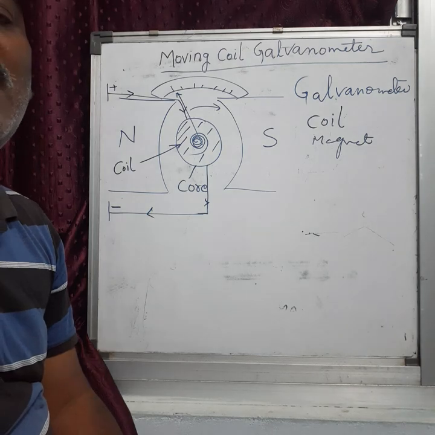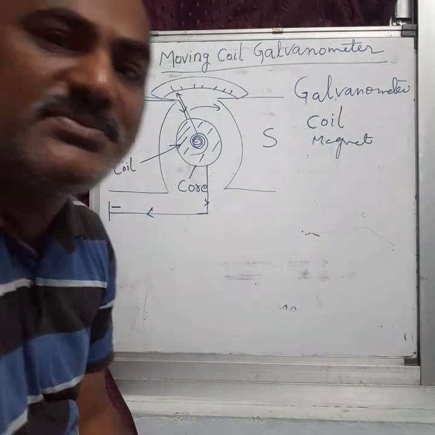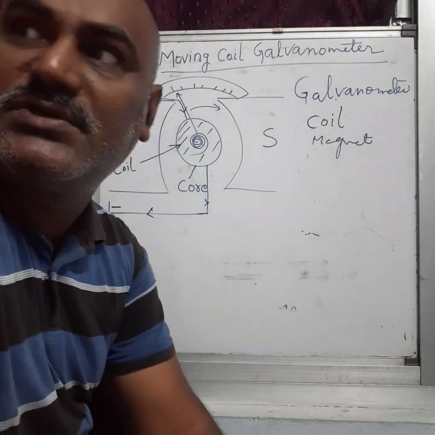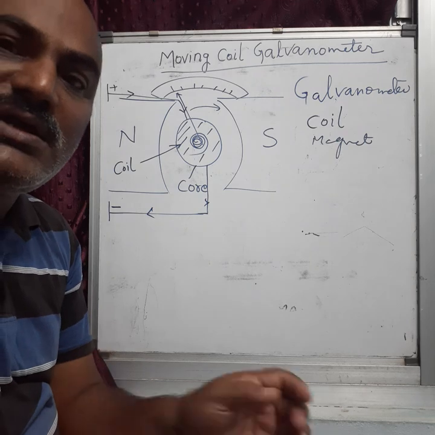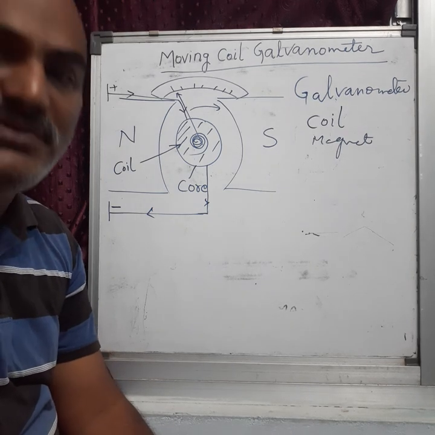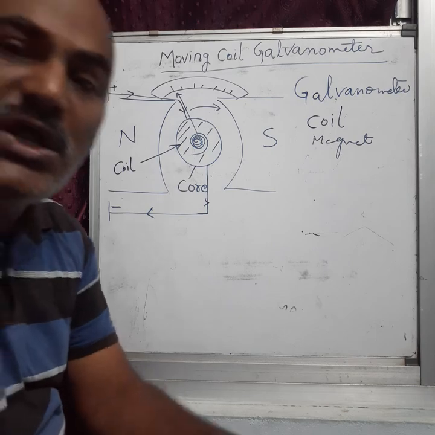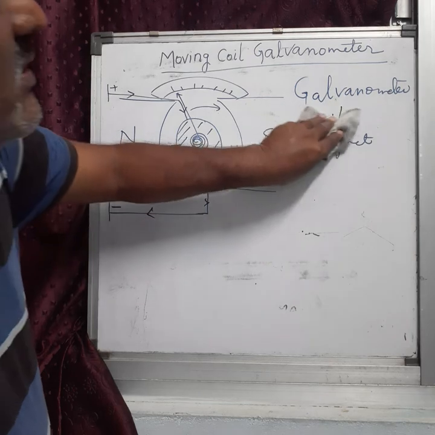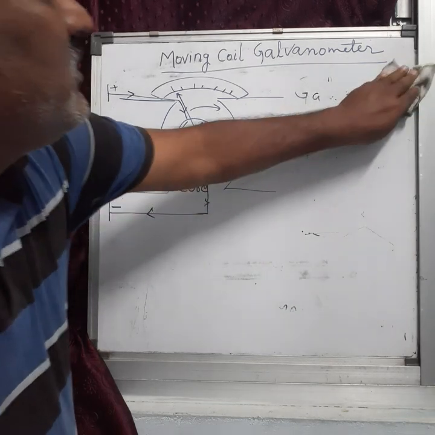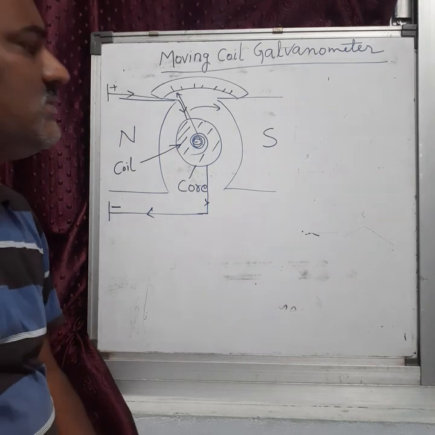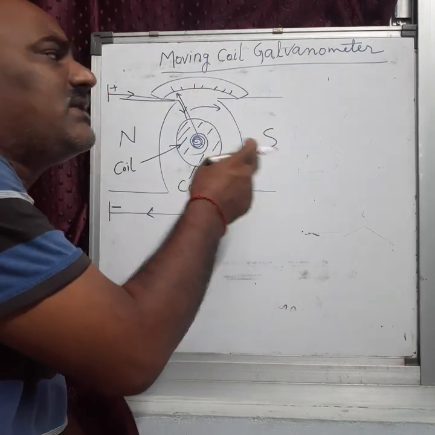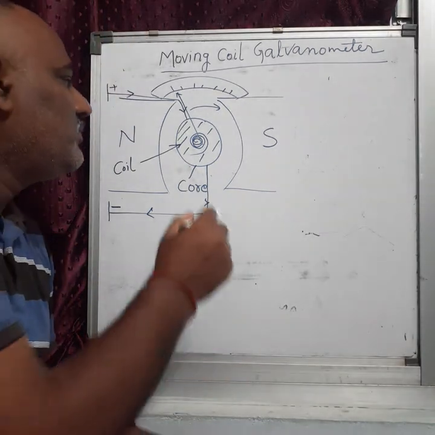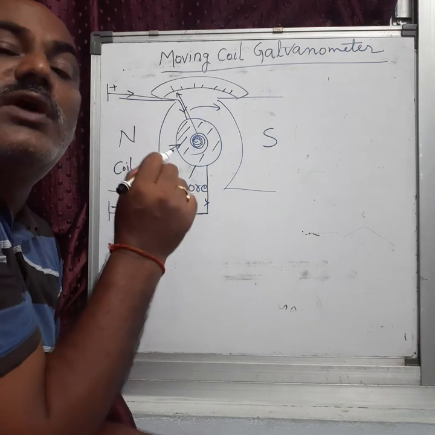This means galvanometers are of two types: moving coil galvanometer and moving magnet galvanometer. The moving magnet galvanometer is not in your syllabus. Only the moving coil galvanometer is in your syllabus. So let's close it and now see the next. Since the coil is moving between the magnets, this is called the moving coil galvanometer. Now see the moving coil galvanometer.